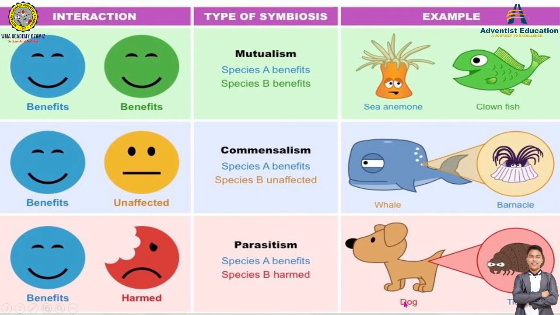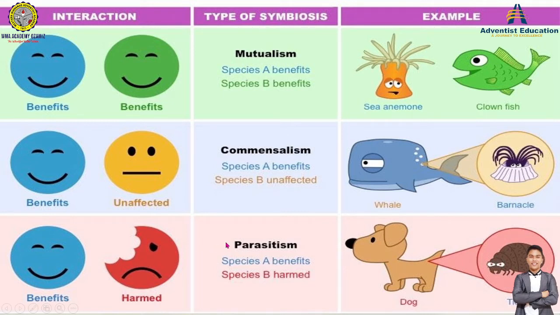The example here is the dog. The dog is the host, and these ticks are the parasites. These parasites feed on the blood of the dog. Like, for example, our koto also. Those are the parasites, and the dog was being harmed by that, and the dog didn't benefit from that. Only the tick benefits from the dog. So that is an example of parasitism.